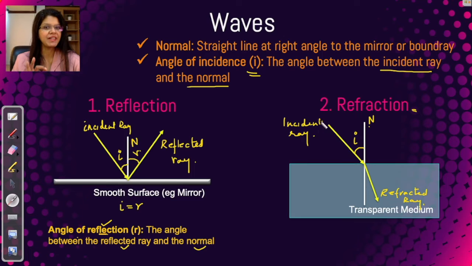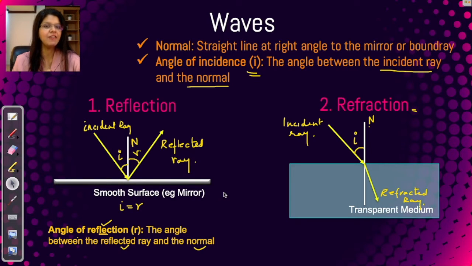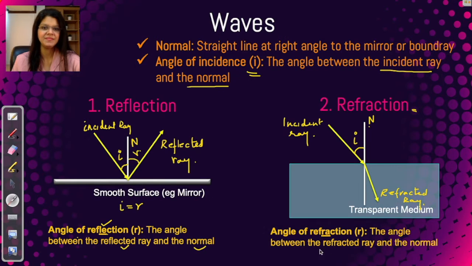right? We have identified the incident ray, we have identified the refracted ray. We do not call it reflected but refracted ray. Let us identify the angle of refraction. The angle of refraction, which is also denoted by R, is the angle between the refracted ray and the normal. So pause here for a while, and can you mark the angle of refraction on the screen? This is your angle of refraction.